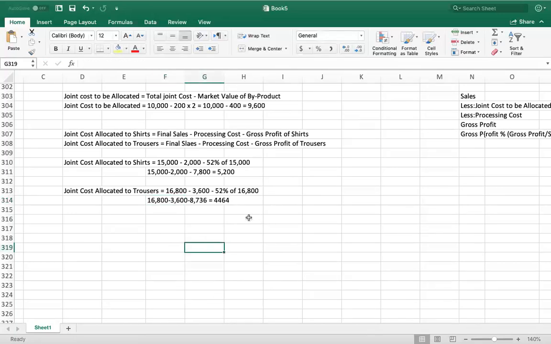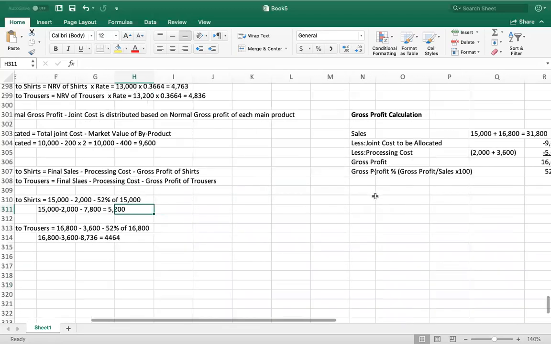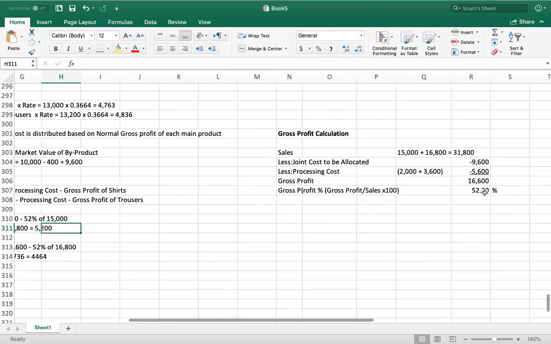So this much cost will be allocated to trousers. Okay. So again, if you add 5,200 plus 4,464, it will give you approximately 9,600. Okay, maybe a little bit of difference. It gives you 9,664, a 64 difference because of the rounding of figures.